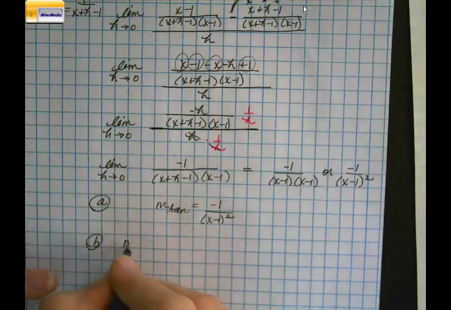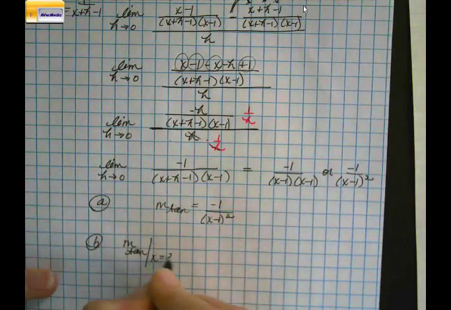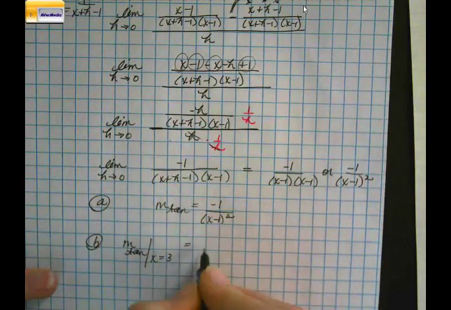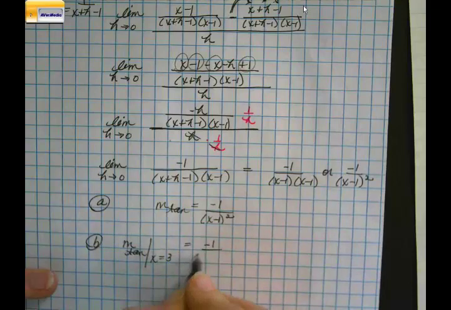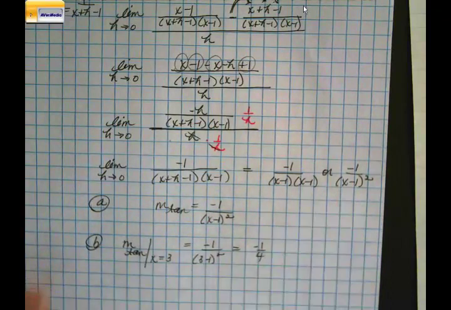So now, they want me to know the slope of the tangent line at that point where x equals 3. So I have the expression. This is going to be negative 1 over 3 minus 1 squared, which is a negative 1 over 2 squared, which is a negative 1 over 4.